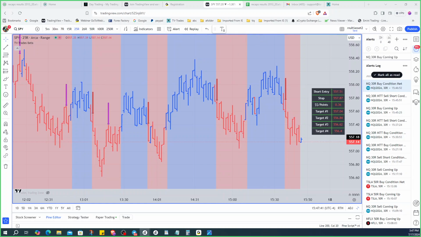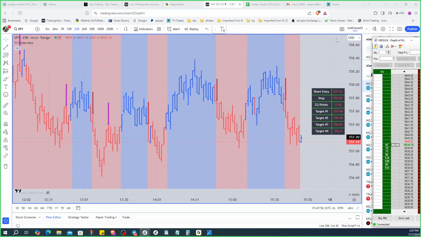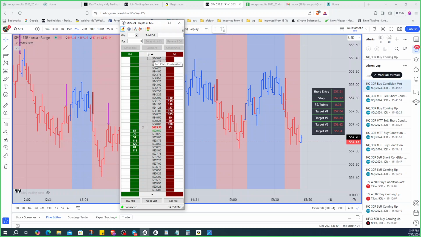But let me slide this off for a second and bring up something else. Hang on, let me open one up. I don't have one open right now, but let me open one up. Here, I have one right here. Let's look at this. Alright, here. This is the micro ES. Every tick is worth $1.25, right?